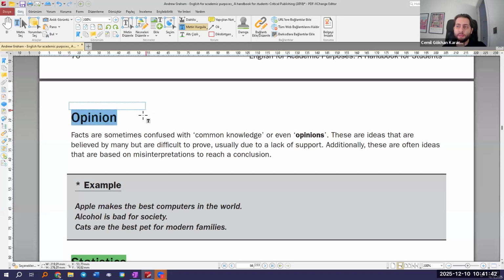And there are some opinions. Facts are sometimes confused with common knowledge or even opinions. These are ideas that are believed by many, but are difficult to prove because there is no lack of support. Additionally, these are often ideas based on misinterpretation to reach a conclusion. So make sure you understand all of these because we have an activity coming up for you.